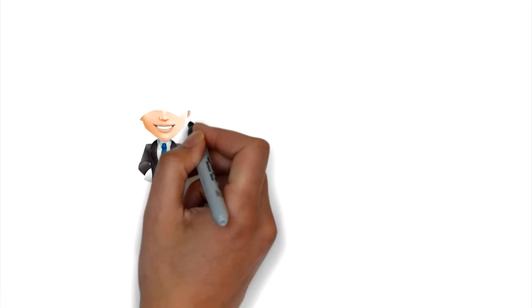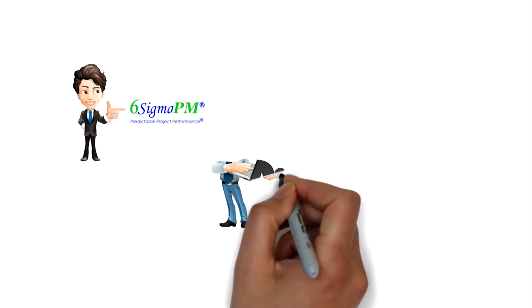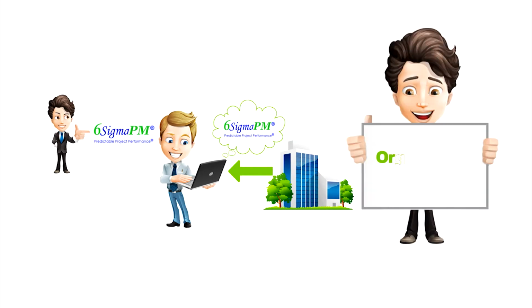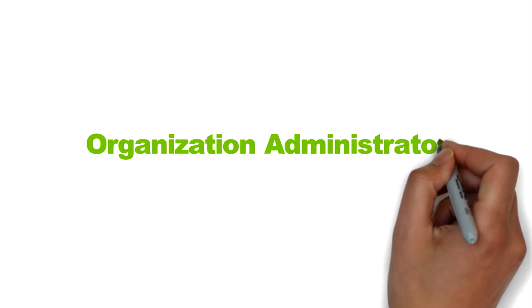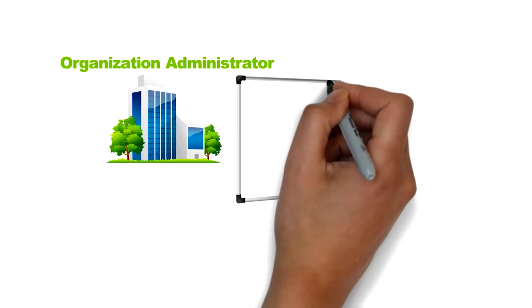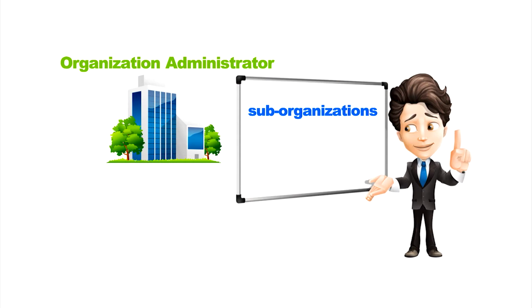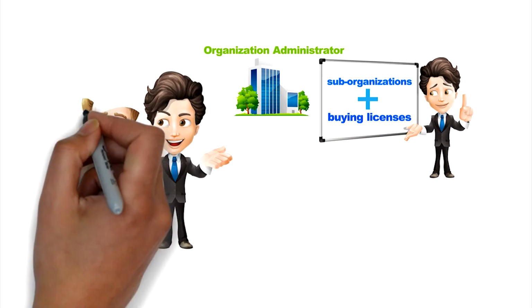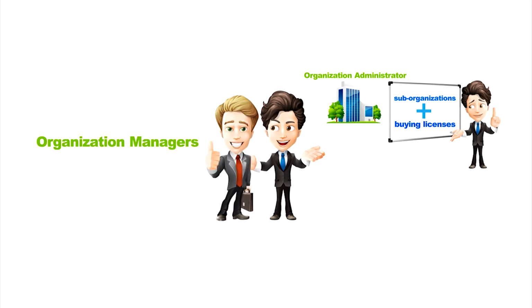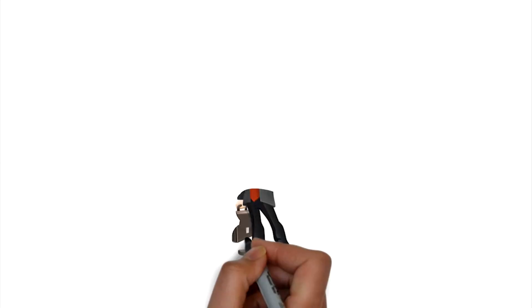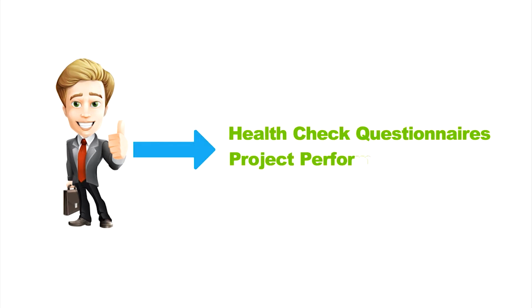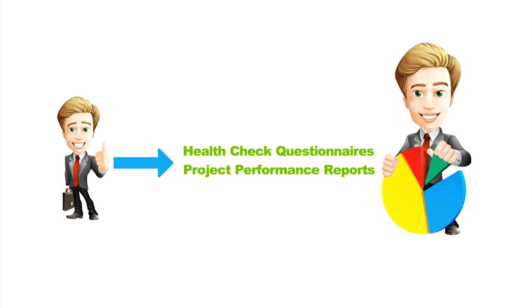When Patrick signed up with 6 Sigma PM, the system administrator added Patrick's organization to 6 Sigma PM and activated Patrick as the organization administrator. As the organization administrator for his manufacturing company, Patrick is responsible for setting up sub-organizations in 6 Sigma PM and for buying licenses. He is also responsible for adding and deleting organization managers and project coordinators. Each of Patrick's managers can view health check questionnaires and project performance reports for their sub-organizations.